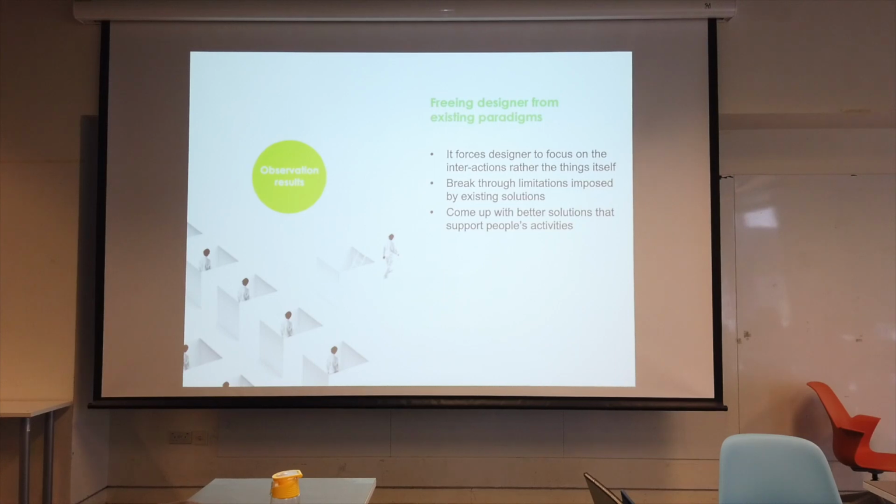Second point of why we are doing observation, the result. Of course, the ultimate goal is freeing the designer from the existing paradigm. I think it's also important, because we are shaped into a particular direction. We so believe in something that when we look at something, we stereotype it. So when you do observation, we give you an alternative way of people doing or behaving.